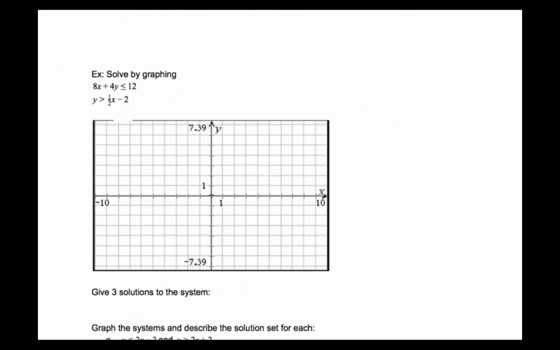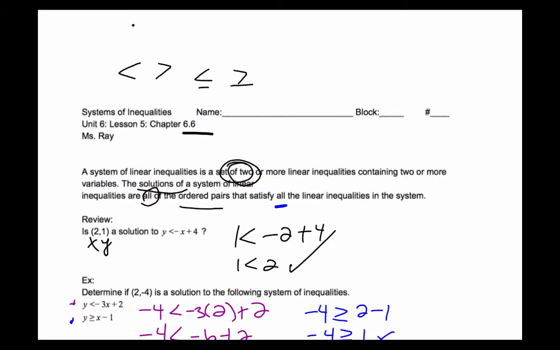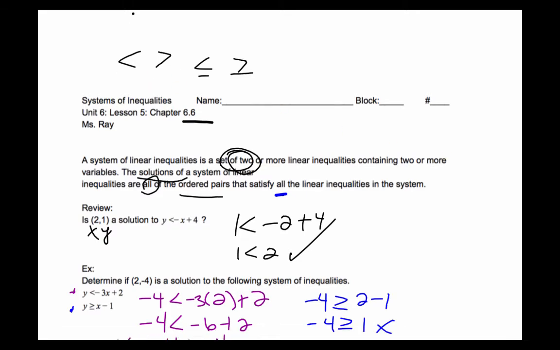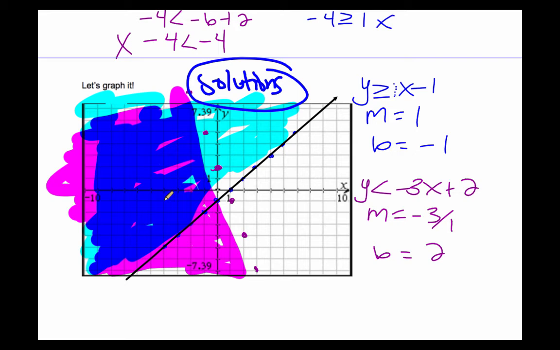So let's talk about the solutions. What are some solutions to this inequality? Let me go back. Okay, I have my black. So is this a solution? Yes, it is. What is that ordered pair? 1, 2, 3, 4, -5 and 2. So -5, 2 would be a solution to this inequality. This point right here, I'm sorry, to the system.